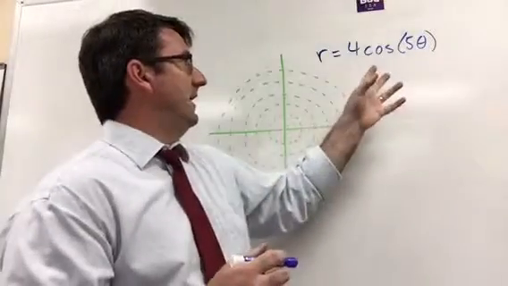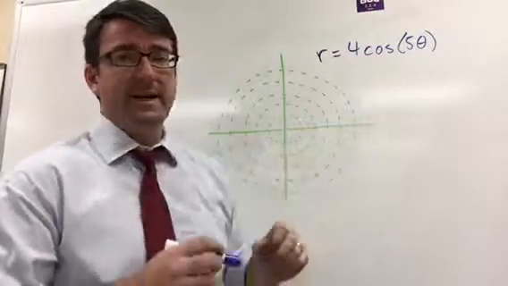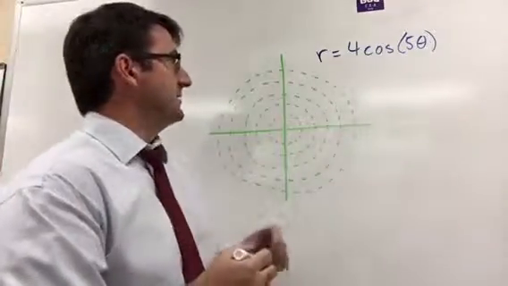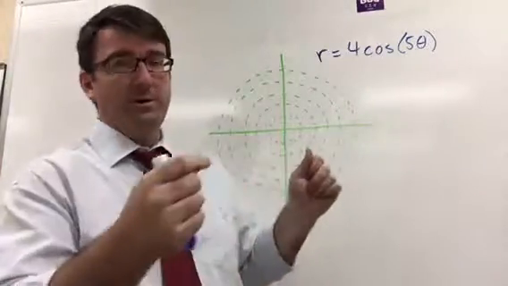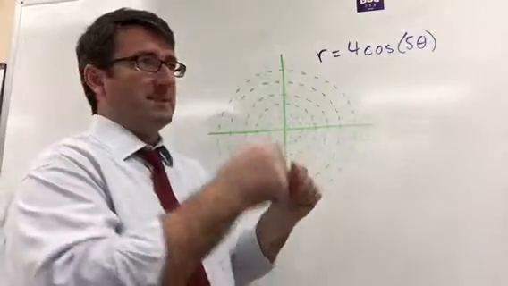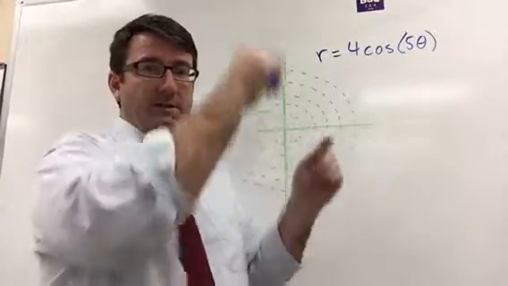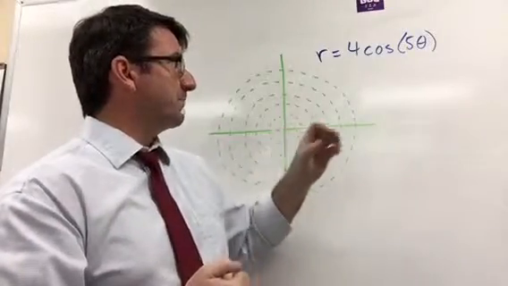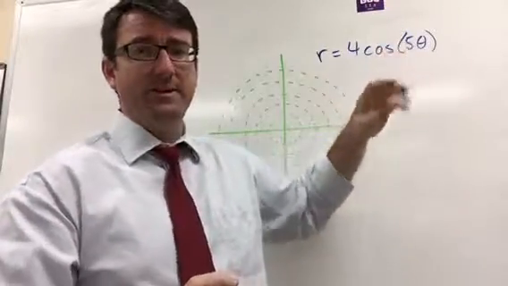All right, now this 4 here is going to tell us how long each of these petals is going to be. So we're going to go out 4 units. That's going to be our maximum r value, for each of the petals are going to be 4 units long, starting from the center. And then the last thing we need to figure out is the symmetry.